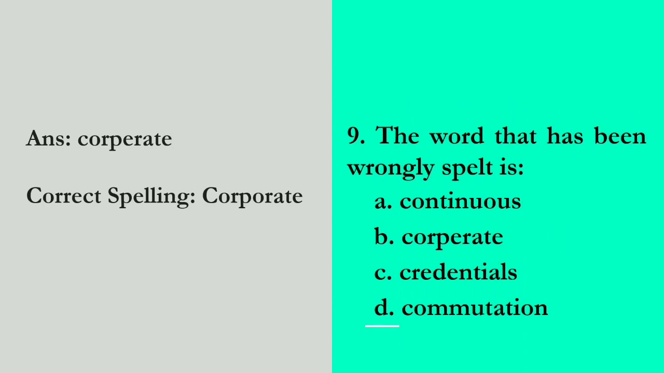You have to find out the wrongly spelt word from the set of words. Here, the first word, continuous, has the correct spelling. Then corporate has some problem. Then credentials has the correct spelling. Commutation also has the right spelling. So let us look into the correct spelling of corporate. That is the correct spelling of the word corporate. Now we'll move on to the last question.